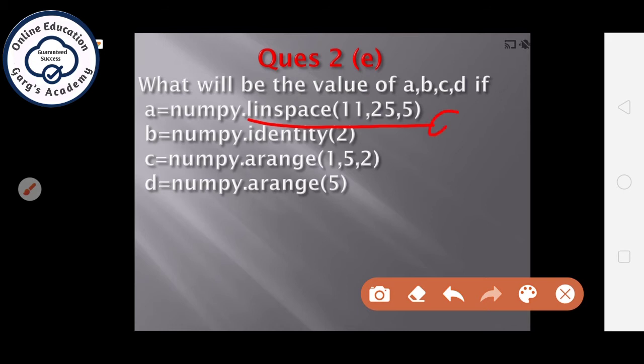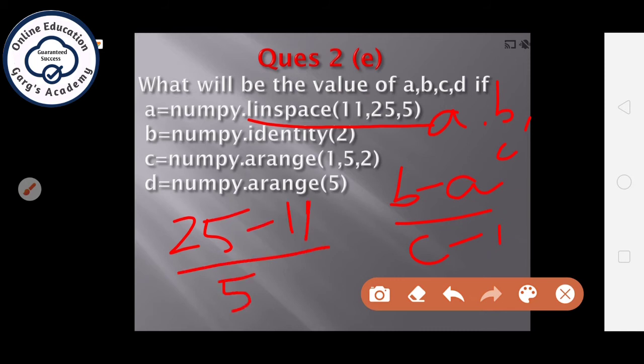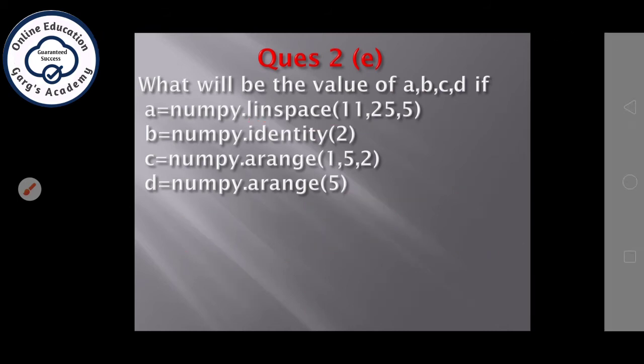These are the three arguments A, B and C. And how will it calculate the linear difference? B minus A upon C minus 1. So 25 minus 11 upon C minus 1, that is 5 minus 1, it will come out to be 3.5. So it will create the array.